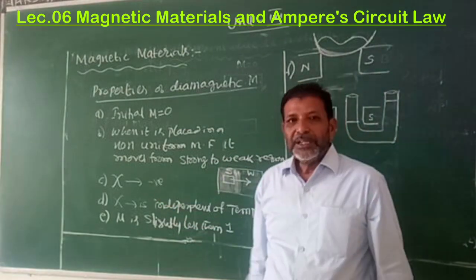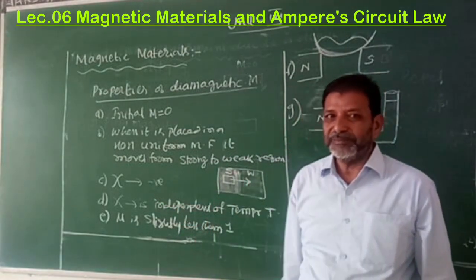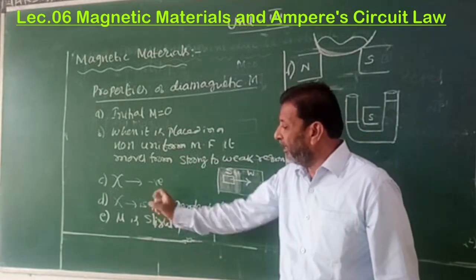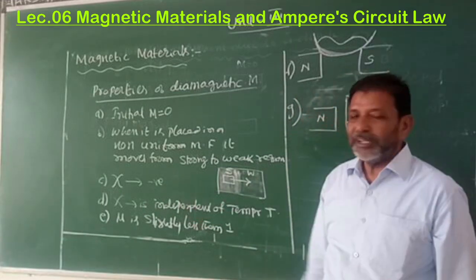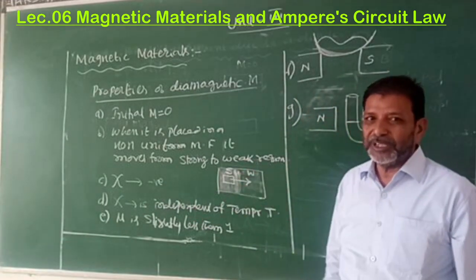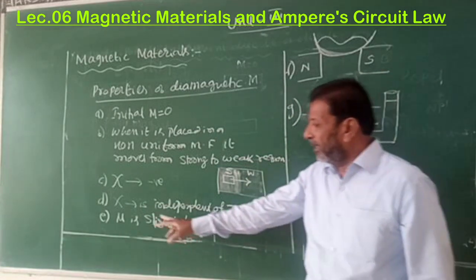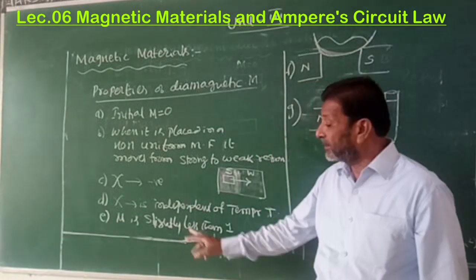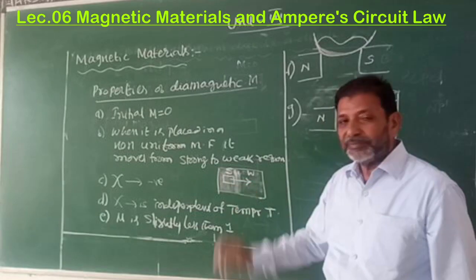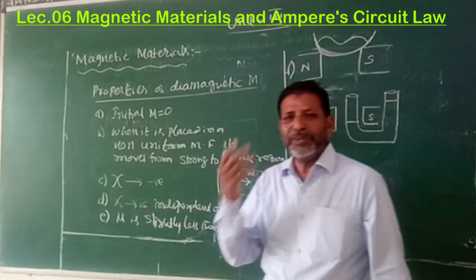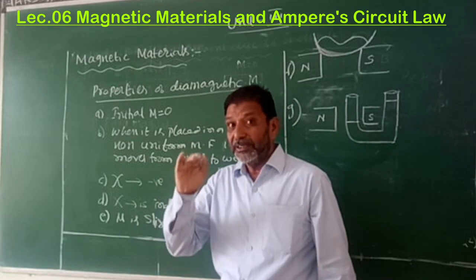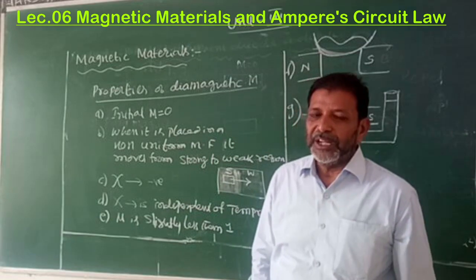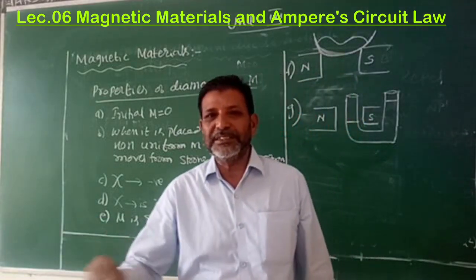Third, these materials have negative susceptibility. And fourth, the susceptibility of diamagnetic materials is independent of temperature. That means it is not dependent upon the temperature. The next property is permeability. Mu, the permeability of these materials, is slightly less than 1. Slightly less than 1 means you get fractions, like 0.8, 0.9. Not that much less, slightly less than 1. That means you will get 0.95, 0.967 like this.